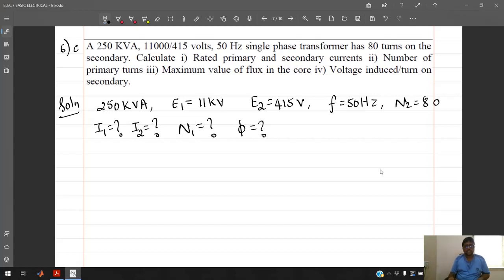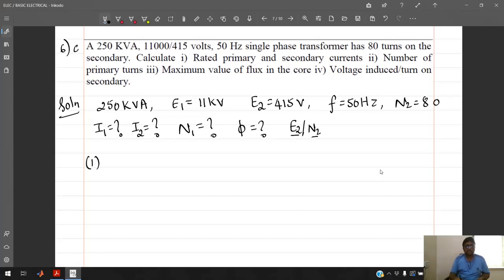And the fourth one, voltage induced per turn on the secondary, you need to calculate E2 by N2, right? It is the voltage across the secondary per the number of turns across the secondary winding. So let us solve the first part of the sub question, that is primary and secondary currents.